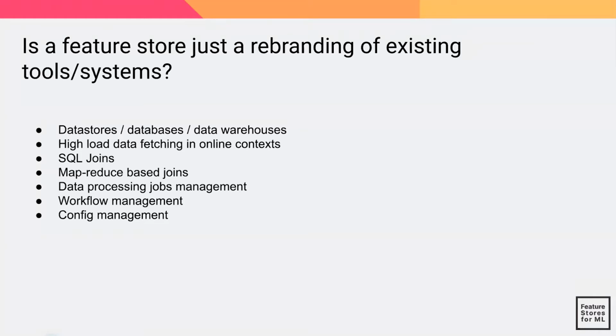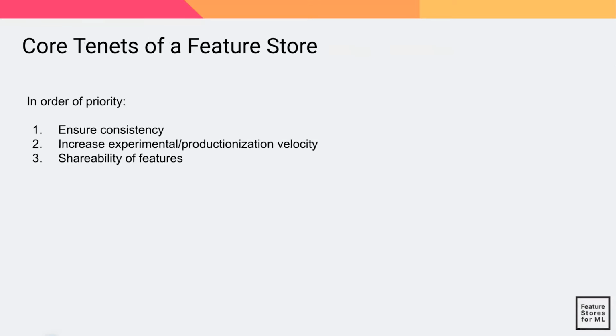Even though from this perspective it might seem to be the case, I want to share how I would define different products and systems: we shouldn't ask what it is composed of, but rather what its goals are. If its goals are unique and how we solve those goals are unique, then I would consider the feature store not just a rebranding, but an actual novel system. So here is what I think are the core tenets of a feature store. This is in order of priority.